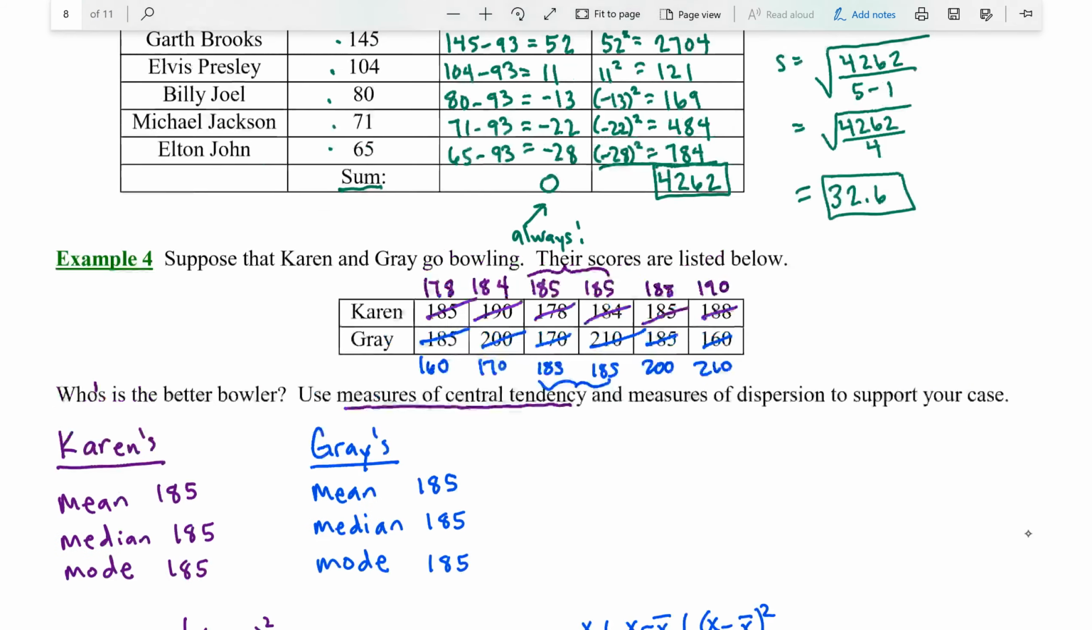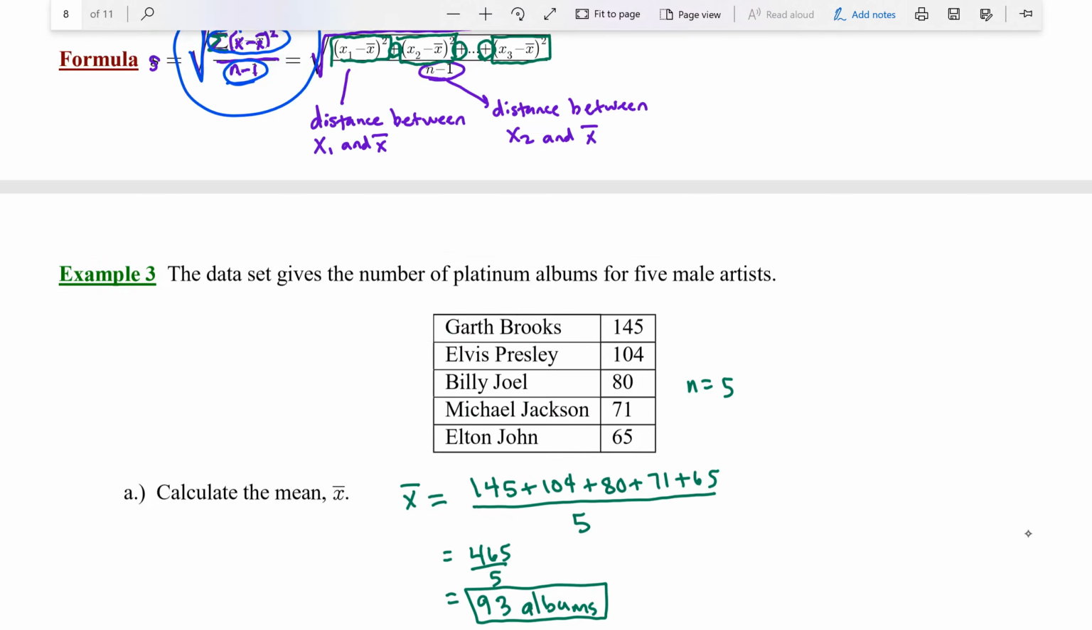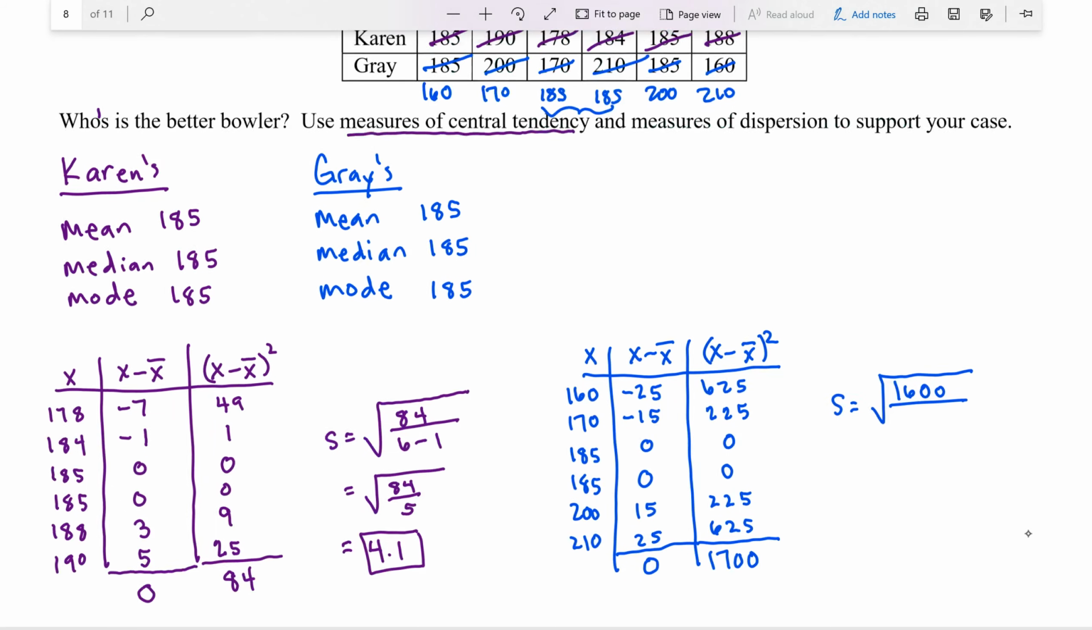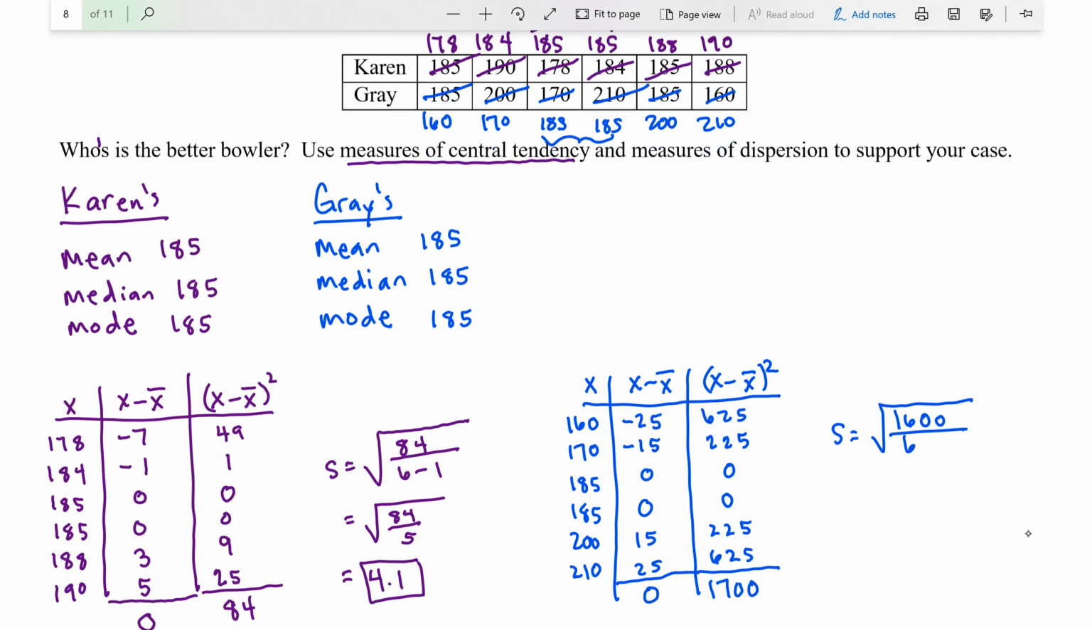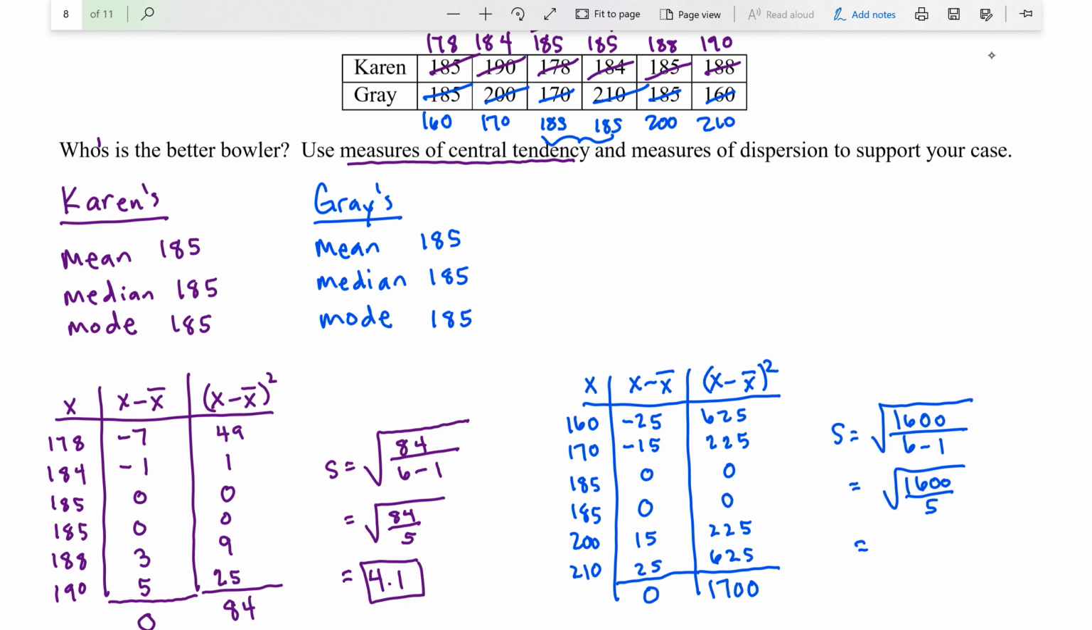Now again, remember, if you're wondering where this is coming from, I'm following this formula. This part we have accomplished by table. We have that number. Now we're going to divide by number of data points minus 1 and then take the square root of that. So remember, the number of data points that we have here is 6, so we're going to subtract 1 from that. We need to calculate the square root of 1,600 divided by 5. So from our calculator, the square root of 1,600 divided by 5, and if we round it to the nearest tenth, we get 17.9. So Gray's standard deviation is 17.9.